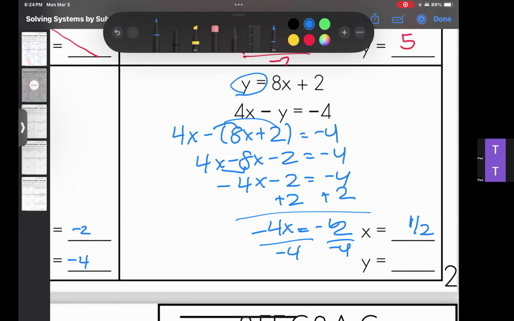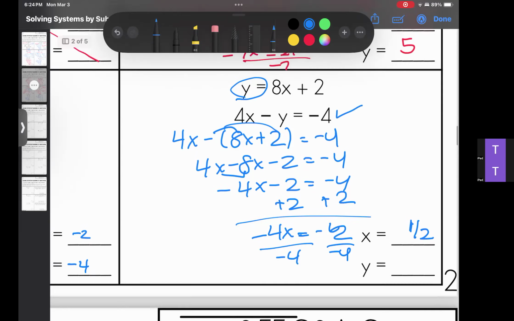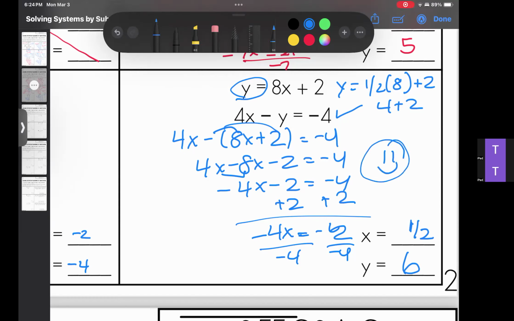All right, so we did this one. Actually, this one isn't terrible. I take it back. Because half of 8 is just 4. 4 plus 2 is 6. That's not terrible. So is 6 equal to 8 times a half plus 2? Yes, half of 8 is 4. 4 plus 2 is 6. Yeah, so that one's not so bad.